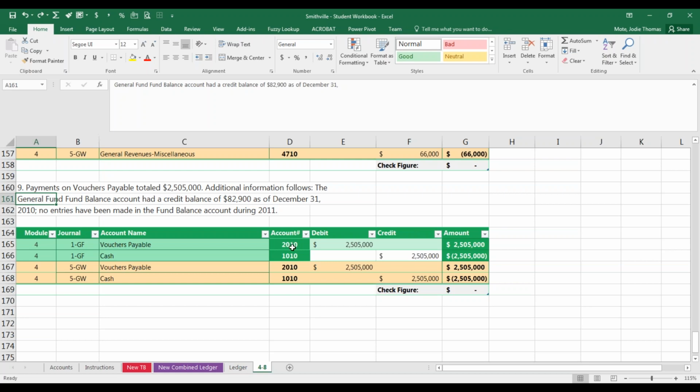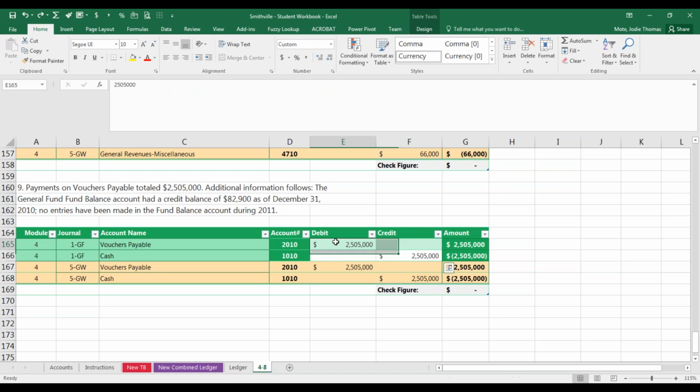But here we're just talking about the first part of this entry, the only relevant part for this problem. You are just paying off vouchers payable, like accounts payable, so you are debiting this payable account for $2.505 million, crediting cash. Same thing in the government-wide journal, debiting vouchers payable for $2.505 million and crediting cash. So that's it for this problem. Hope this was helpful. Be sure to reach out to me if you have any questions.